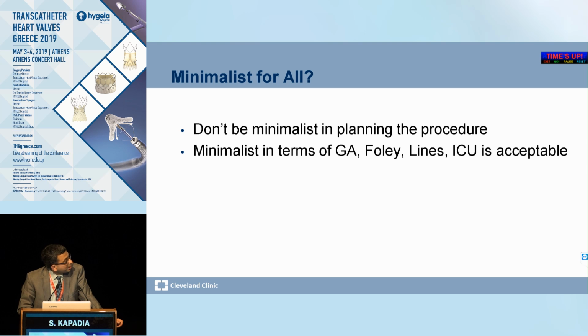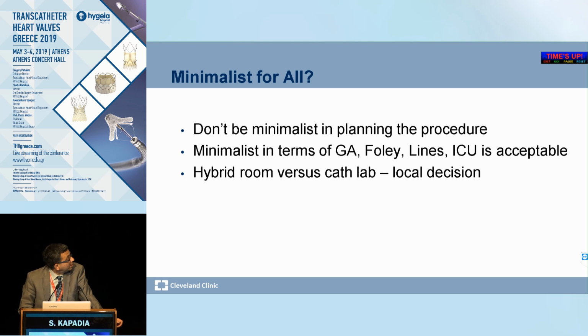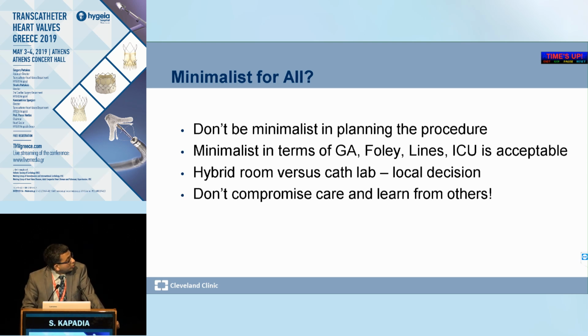So don't be minimalistic in planning the procedure. Minimalistic in terms of general anesthesia, Foley, lines, ICU, in my opinion, is very acceptable. You don't need any of that. Hybrid room versus cath lab is a local decision. In the TVT registry, 2% mortality, we cannot tolerate 2% mortality. I will have to stop our TAVR program in Cleveland Clinic. So if we are going to go to less than 1%, I have got to have that 1% saved. So this is the reason why we use it in certain kinds of infrastructure. Do not compromise the care, and I think learn from others is a minimalistic approach.